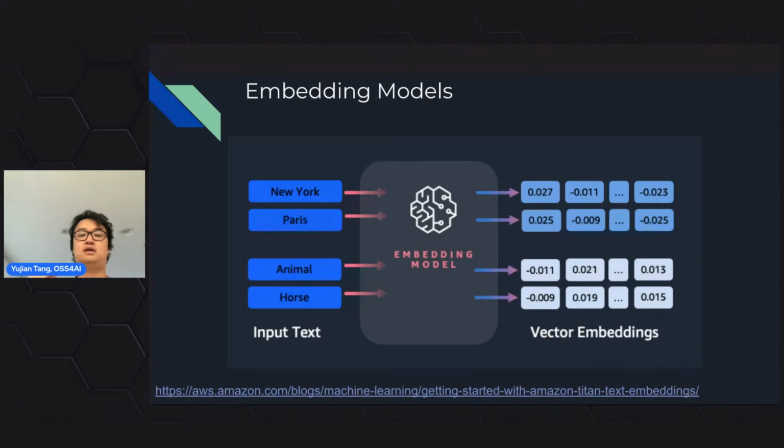Embedding models are the models we use to take our unstructured data and turn it into these vector embeddings. This example image is of text, but today we're going to be working with an embedding model that can do both text and images, as we are working on multimodal RAG today.